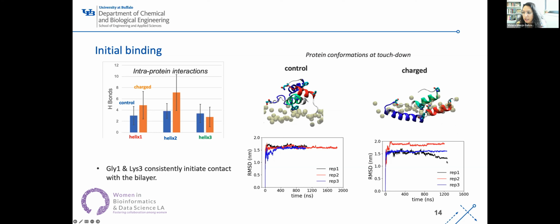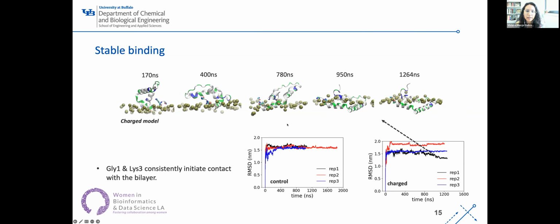Something interesting that we decided to look at in a bit more detail was this black curve in one of our simulations for the protein with the charged membrane model. And we see that upon initial contact, you can see here shown in the slide the lysine residue, which is interacting with some of the charged lipids in the membrane. And as the simulation progresses, and after the 1 microsecond mark, what is happening is the protein is starting to insert.